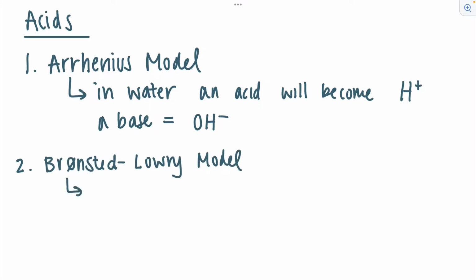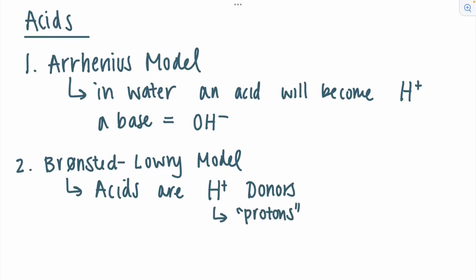In this model, acids are H+ donors. In chemistry, H+ are also known as protons. So if you hear me refer to H+ as protons, that is what I'm talking about. And that's because an H+ is singularly a proton. If you think about the atomic structure of hydrogen on its own, it's got 1 proton, 0 neutrons, and 1 electron. So to become H+, it loses its electron and thus is just a proton. So that's how it's referred to.